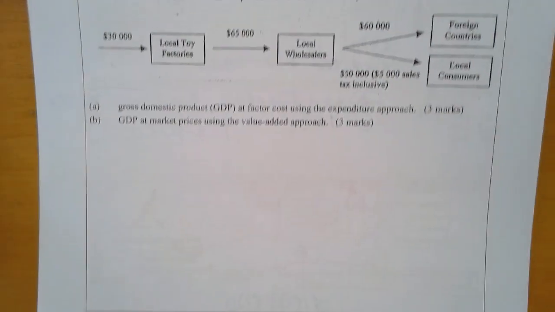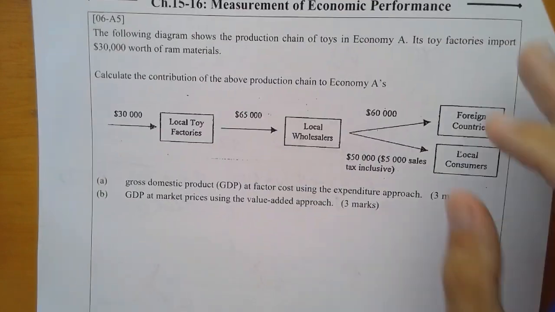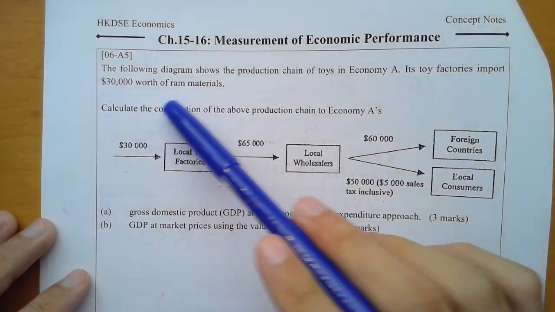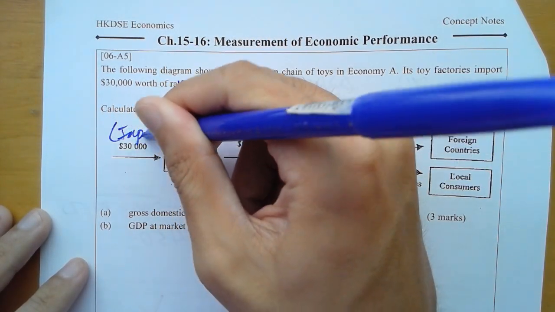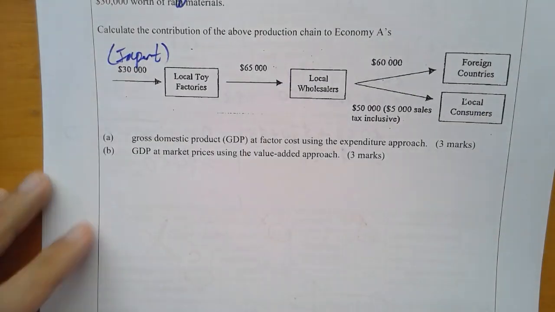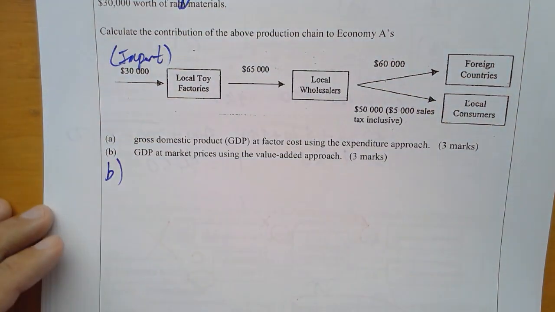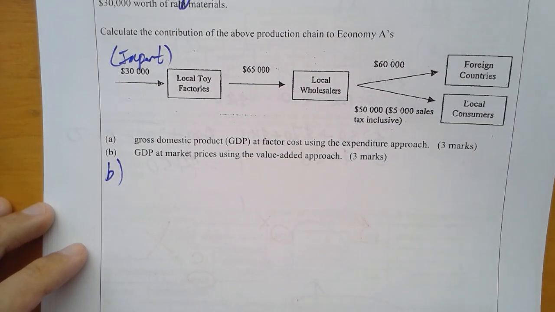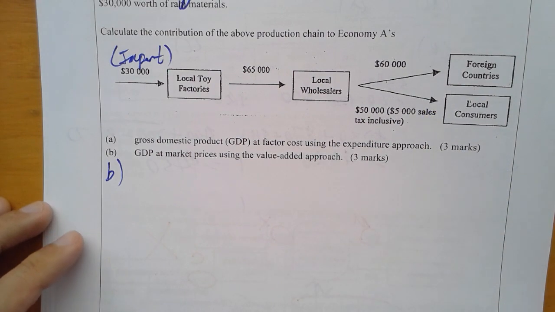Now, we have one more to do. A short question, and then I will end the video here, and we will have a part 3 of the video. All right, now here it shows a chain. This is an import of raw material. Now here we need to do two things. First, let's do the value added approach at market price. Here you see 5K inclusive. It is a market price, so no need to touch this 5K.